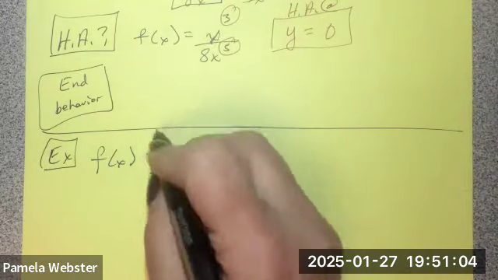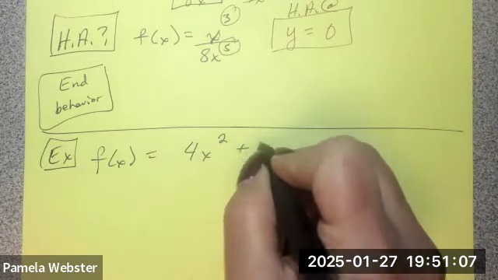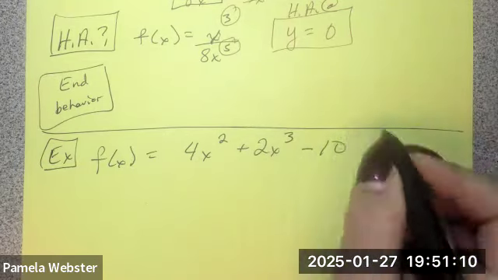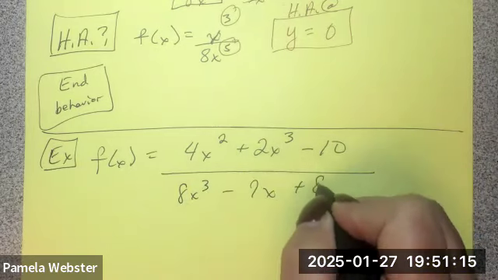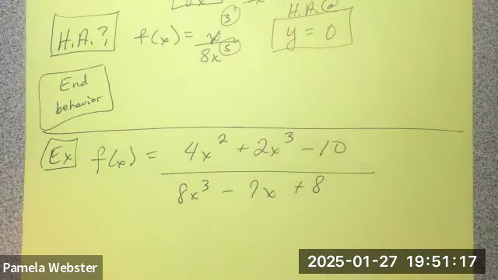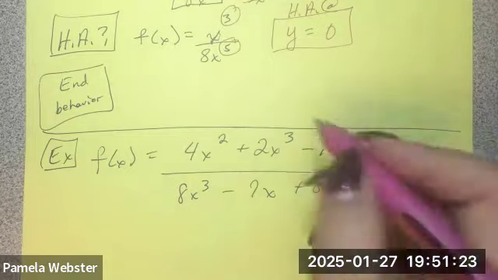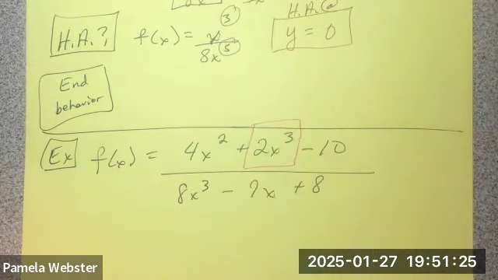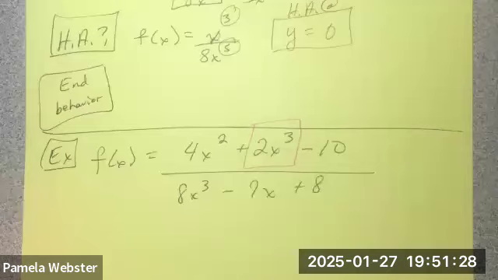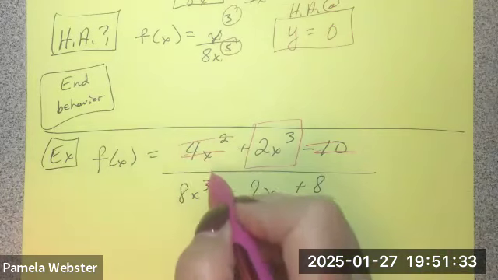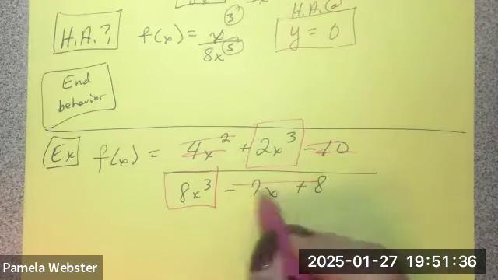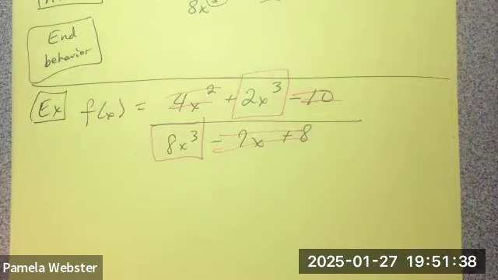F of x equals 4x squared plus 2x cubed minus 10 over 8x cubed minus 7x plus 8. If you need to, pause the video and take a look. I hope you're not fooled into thinking that 2x to the third is out of order. He's the biggest, right? He has the biggest exponent. He's the one we care about. And then here, this 8x to the third, right? If you paused the video, hopefully you saw that.